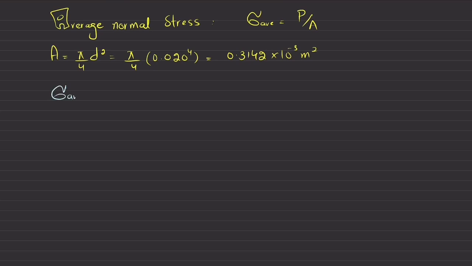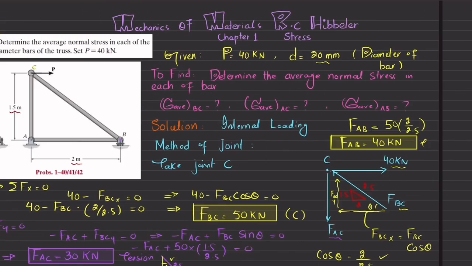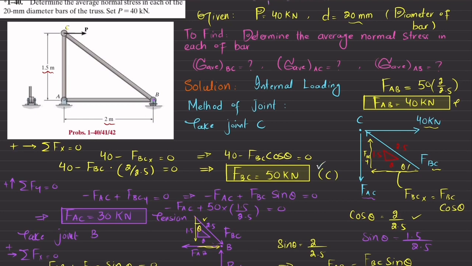Now average normal stress in member BC will be equal to force BC divided by area. All the areas are the same. Similarly, average normal stress in member AC will be equal to FAC divided by area, and average normal stress in member AB will be equal to force in AB divided by area. So note down these values: FBC is this one, FAB is this one, and the last, FAC, was this one.